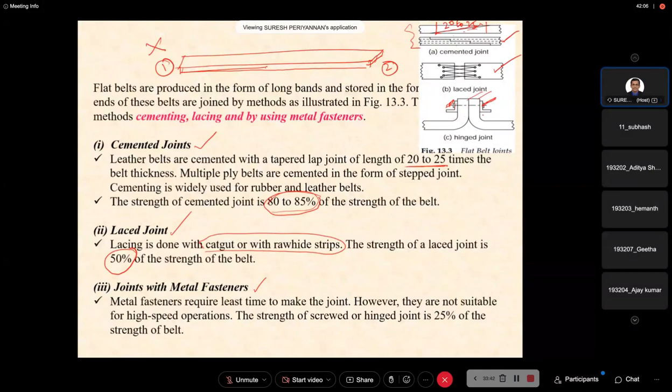This is also called hinged joints. Here we are using metal fasteners. This is like an L clamp. The L clamp is used with some horizontal link, and the link is locked using some kind of pins. Then the power transmission happens from engine to pump, for lifting the water from the well. Here these are metal fasteners, but this has less strength, 25 percent of the strength of the belt.